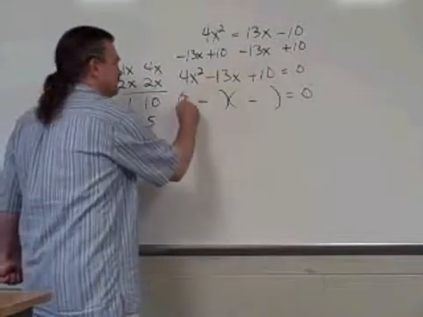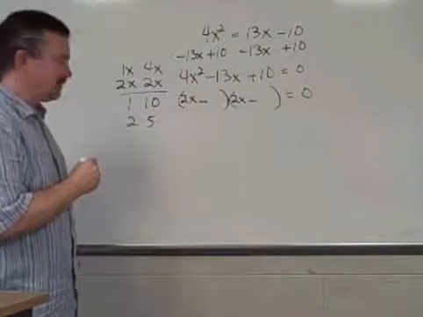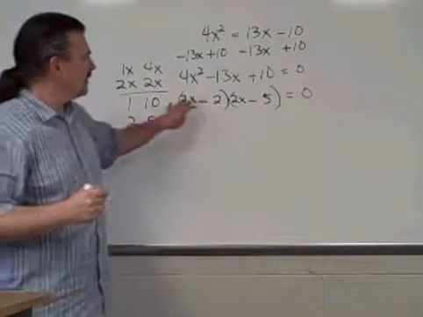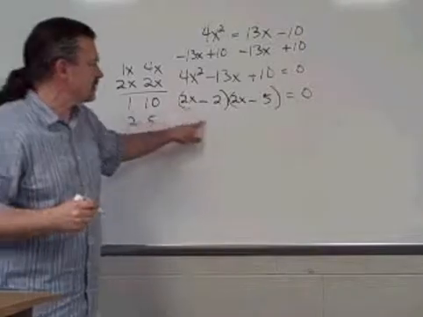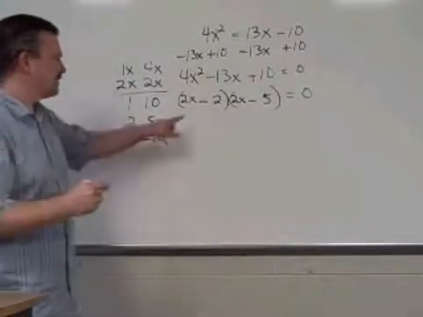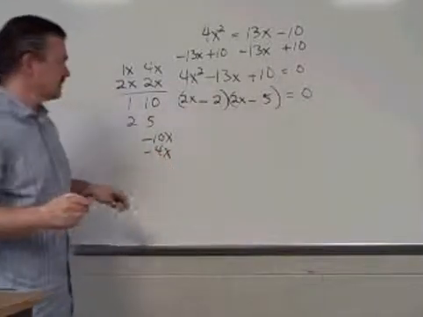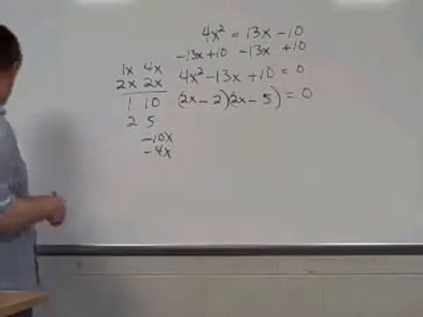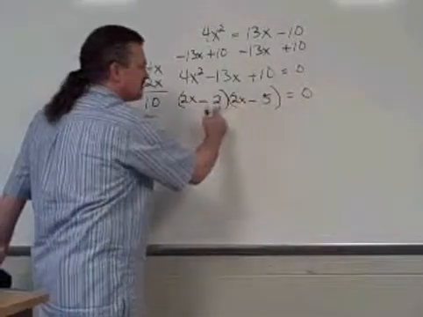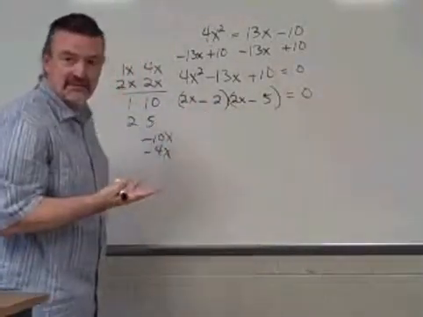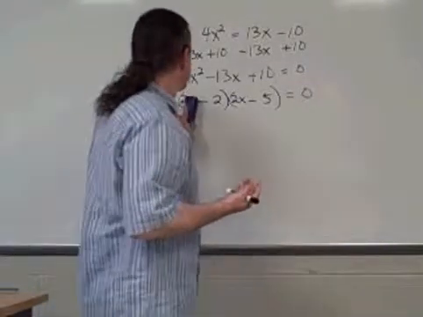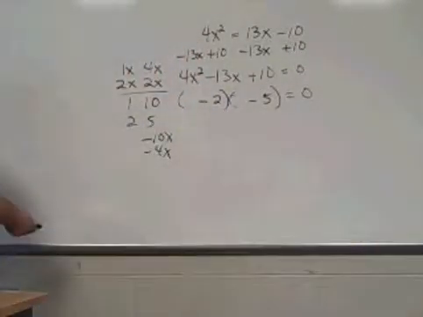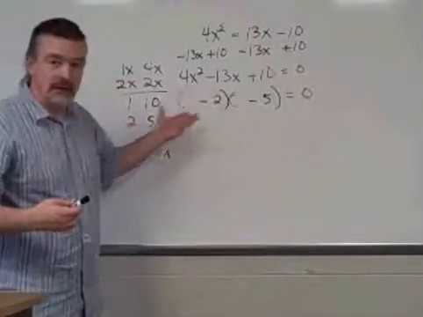Let's try the 2x and 2x pair, and the 2 and the 5 pair. Under the O of FOIL, that's going to give us minus 10x. The I of FOIL will be minus 4x. That gives us minus 14x, not the minus 13x that we need. So that's not the correct arrangement. And if I were to interchange the 2 and the 5, or the 2x and the 2x, I'd actually have the same two binomials. That leads me to believe that the 2x and the 2x are not going to work.